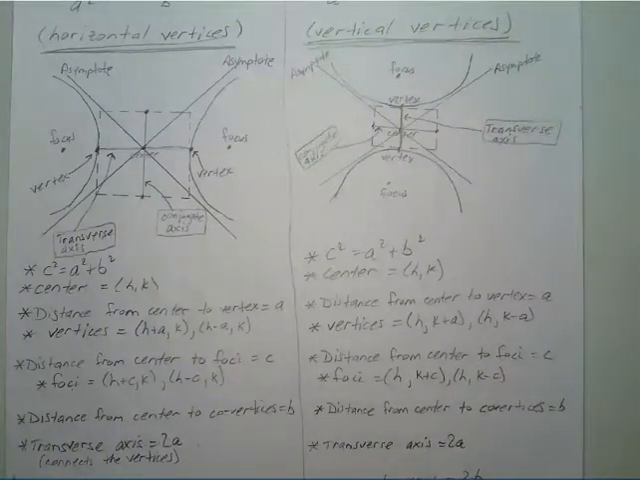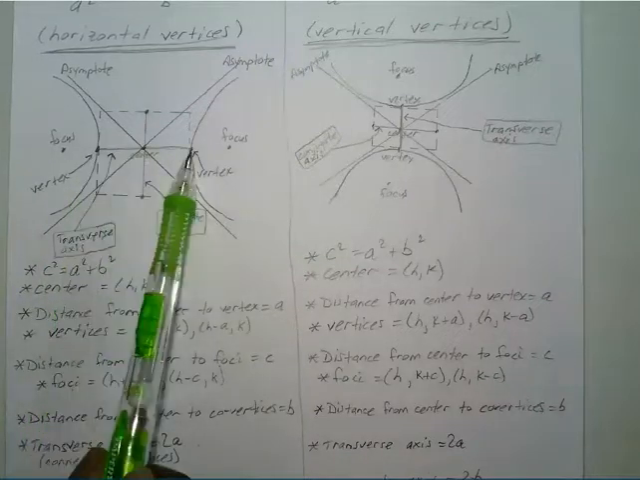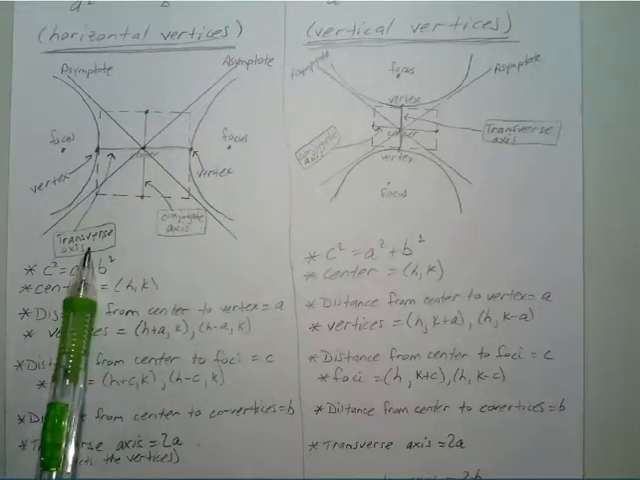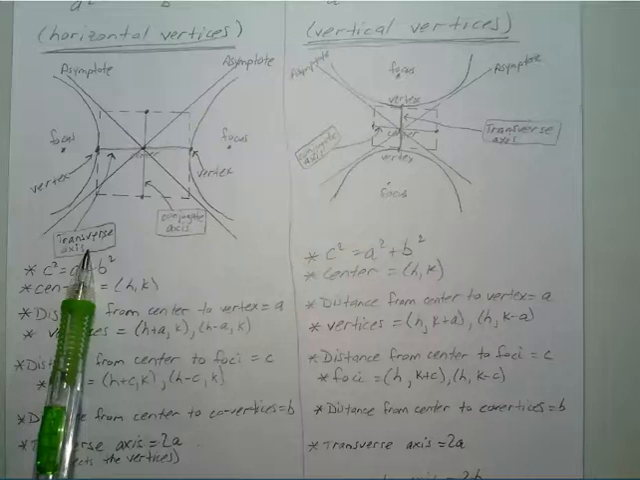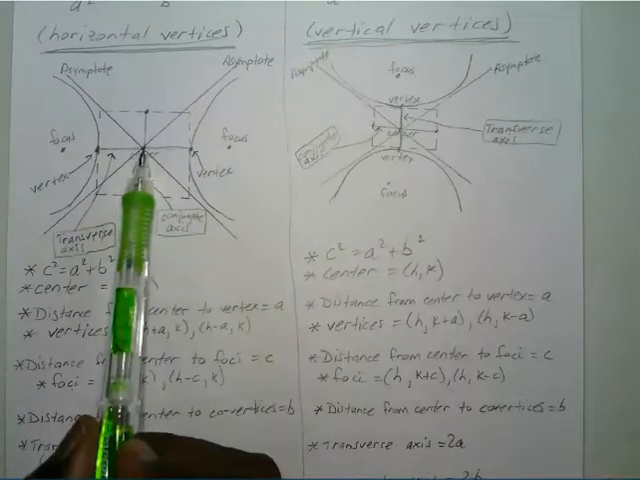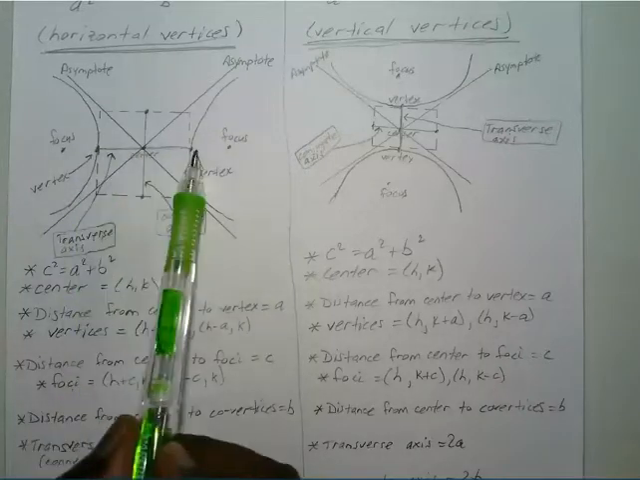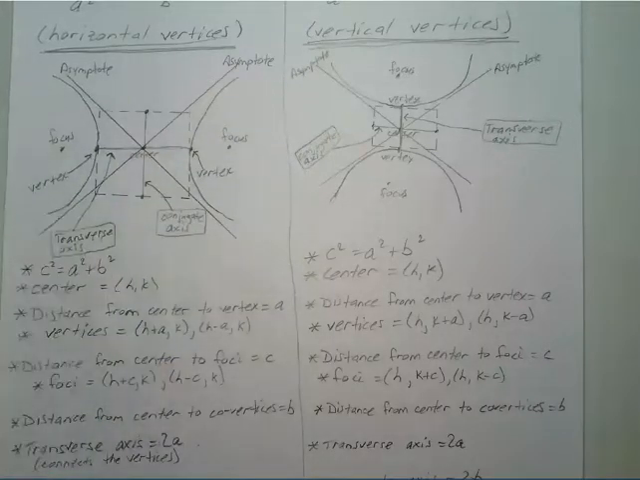Now your transverse axis, that connects your vertices. So from this vertex to this vertex, that's your transverse axis, and that is equal to 2a. Remember, this length is a and this length is a, so you add both of them together and you get a length of 2a.